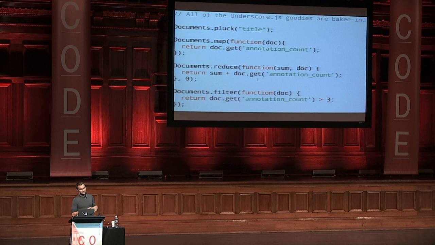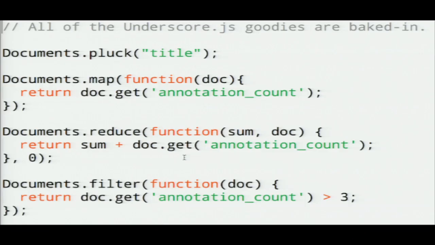Or filter, right? Show me all the documents that have at least one annotation. Show me all the documents that are owned by this user. Show me all the documents that have this particular source when I'm doing a filter. These kinds of operations become much, much easier if you have this notion of a collection that has these kinds of functions defined on it.